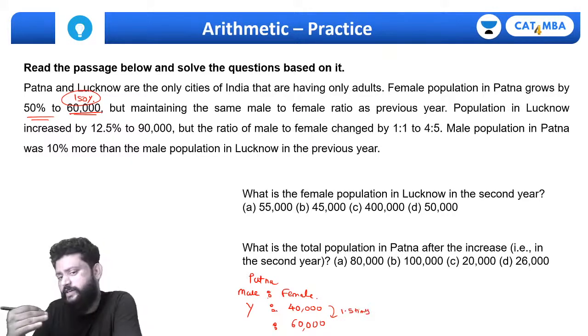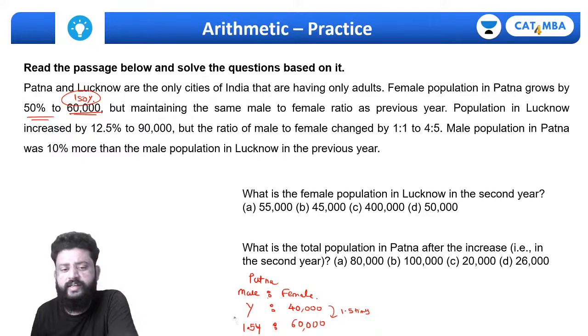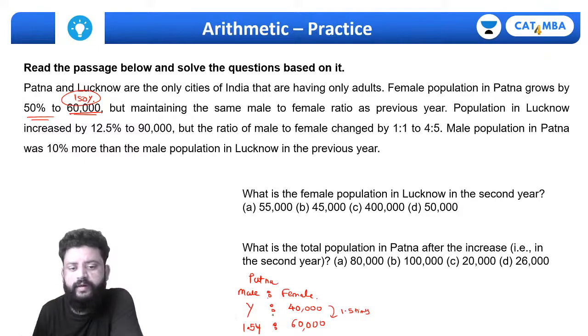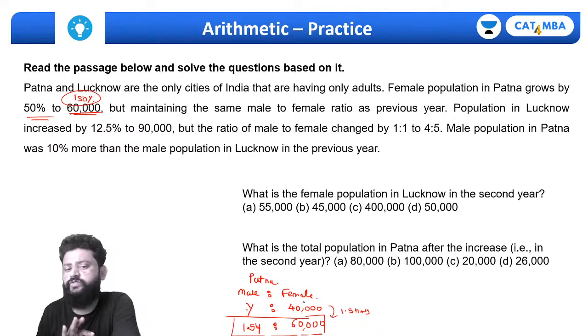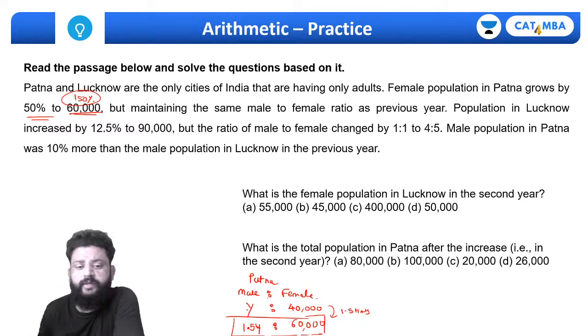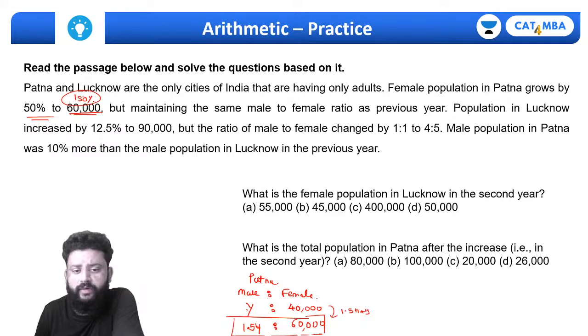तो डेफिनेटली सेम रेशियो अगर मेंटेन करना है तो मेल का पॉपुलेशन भी 50% बड़ा होगा, that is 1.5y. That's the simple thing you can understand from this, right? Really interesting. So इतना हमें मिल गया, 60,000 and 1.5y is the new population and y, 40,000 were the previous year population, you can say, for Patna, male and female.